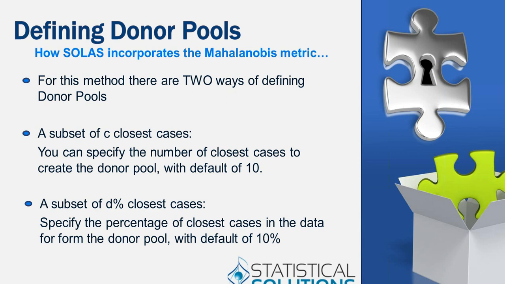You can select either a subset of the C closest cases, where C is just a constant, and you can select randomly from that pool, where SOLAS uses a default of the top 10 closest cases, or you can use a subset of the top D% closest cases, where you specify the percentage of closest cases in the data to form the donor pool, where SOLAS uses 10% as the default.